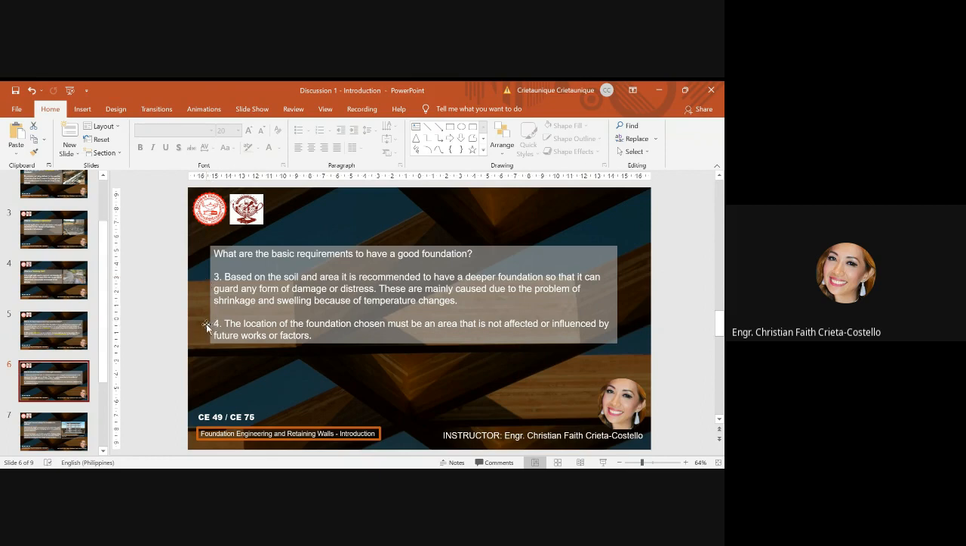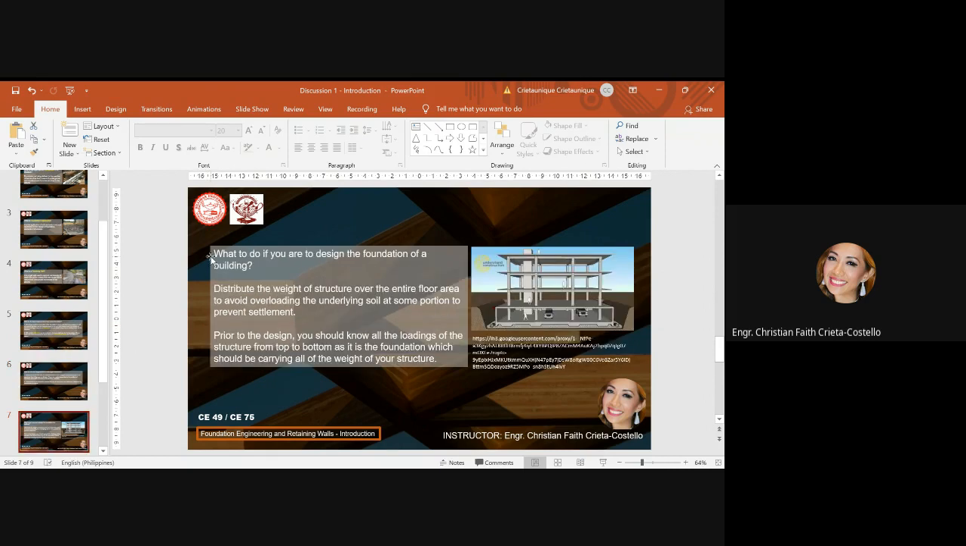Fourth is the location of the foundation chosen must be an area that is not affected or influenced by future works or factors. One example for this is if you try to avoid building your structures in areas near highways or national highways or the proposed roads, because basically when road widening will happen, then maybe some part of your foundation will be affected, then it will cause a huge impact to your design.